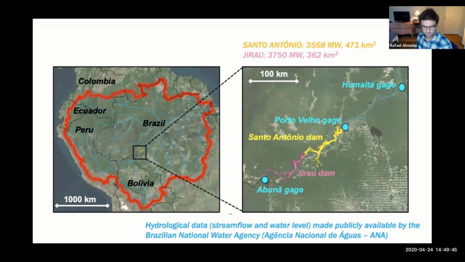Nessa apresentação aqui hoje, os dados que eu vou mostrar são essencialmente dados de vazão e nível da água que estão disponíveis no site da Agência Nacional de Águas. As estações que eu uso aqui são essencialmente a Abunã, que fica a montante das duas barragens e serve como controle, Porto Velho, que fica imediatamente abaixo das duas barragens, e o Mário, que também está abaixo, mas está a 250 quilômetros aproximadamente de Porto Velho.